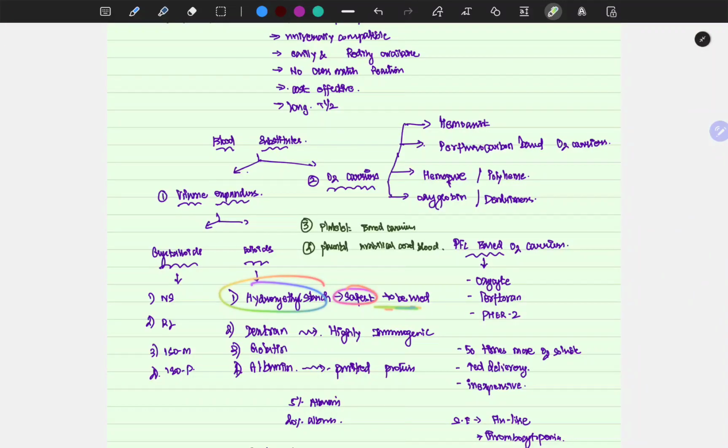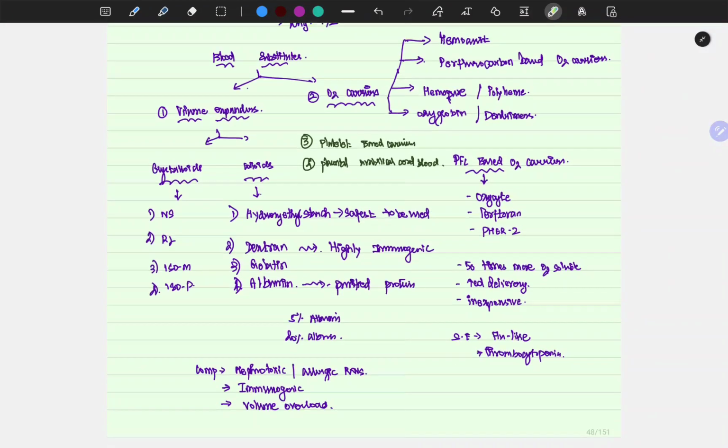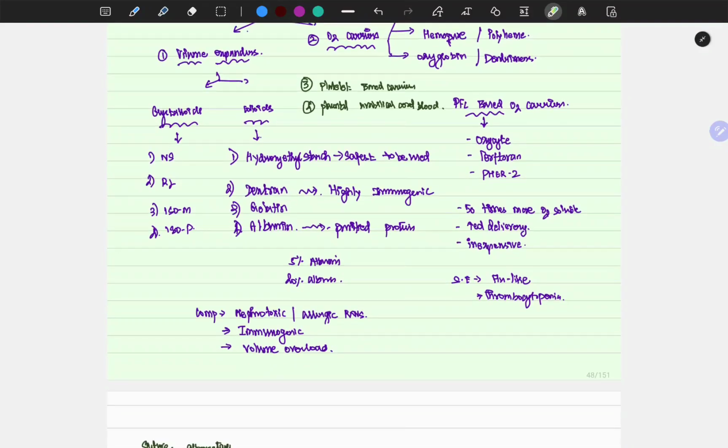Hydroxyethyl starch is safest to be used. Dextran is highly immunogenic. Albumin is purified protein. It is available in two forms, 5% and 20% albumin. Perfluorocarbon based oxygen carriers: Oxygent, Perftoran, and PHER-O2. They are 50 times more soluble, increase the delivery of oxygen, and are inexpensive. Side effects: flu like symptoms, thrombocytopenia. So what are all the general complications of these blood substitutes? Nephrotoxic, allergic reaction, immunogenic, and volume overload.